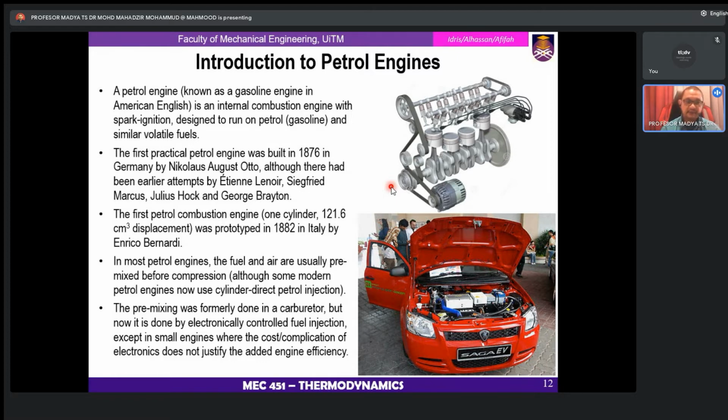In some small engines, the complication of electronics does not justify the added engine efficiency. So when we use a small engine, maybe we just use the carburetor, because adding electronics to that engine is not efficient. That's why we use a carburetor. But for medium and large engines, normally now we use injectors. It's more efficient than the carburetor.